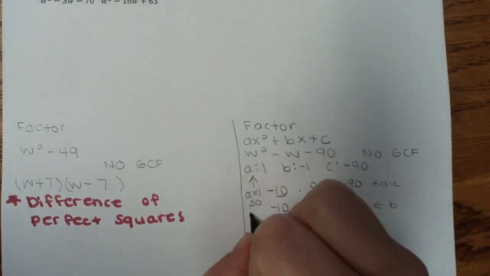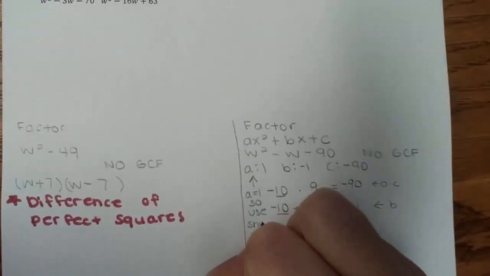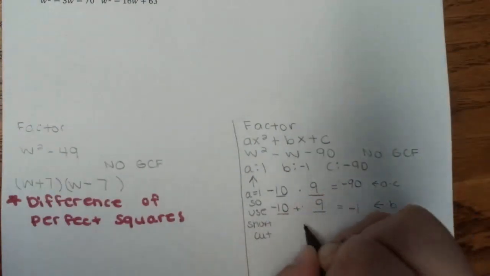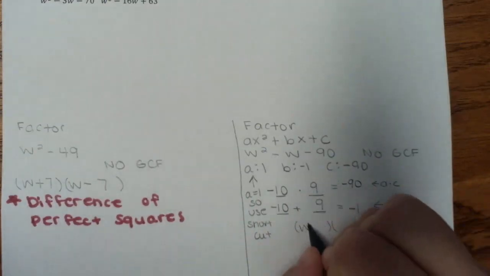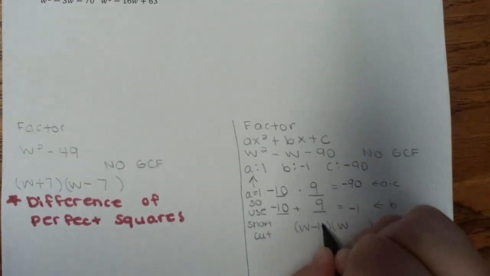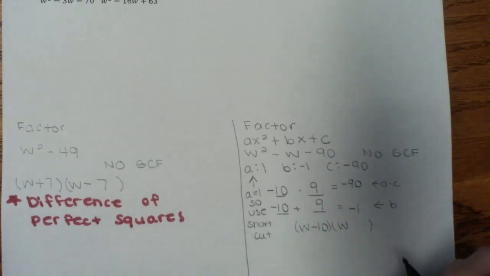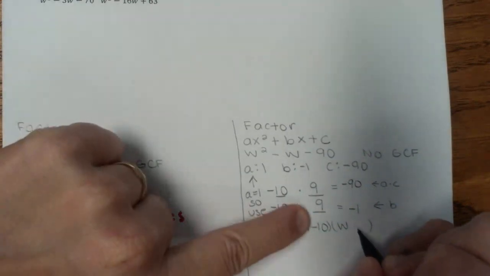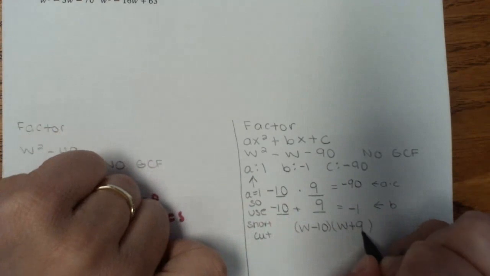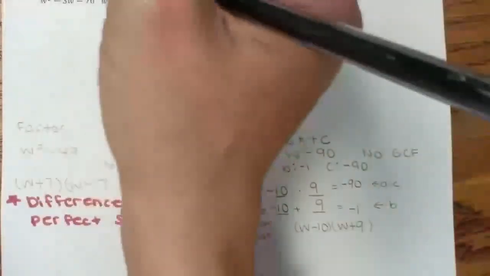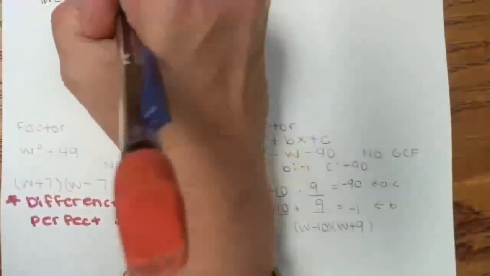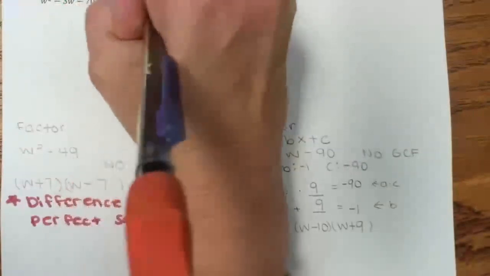Thankfully, our a value is 1 here, so we can use our shortcut to go straight to our two factors. Our variable's W, and our blank is negative 10, so W minus 10 is one factor, and our other blank is positive 9, so W plus 9 is our other factor. No GCF to bring down, so we're done. So this one, W squared minus W minus 90, factored down into W minus 10 times W plus 9.